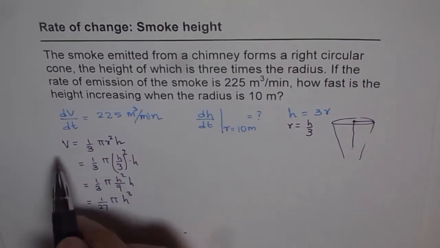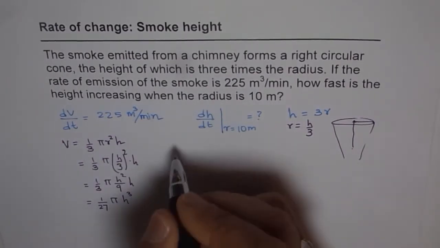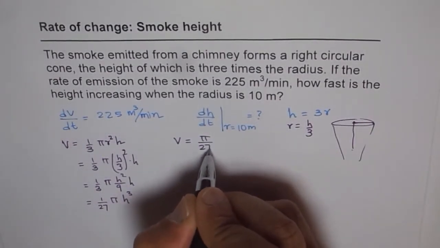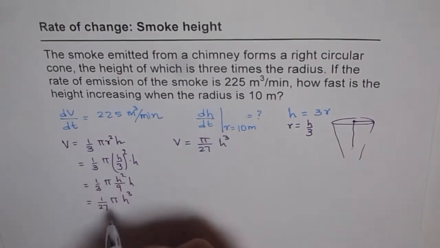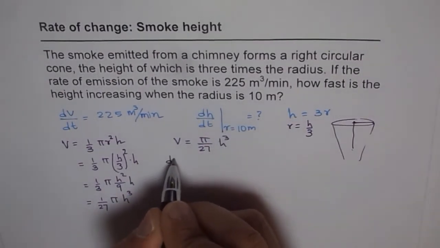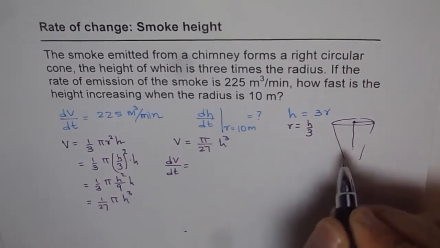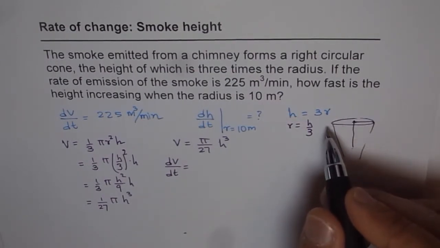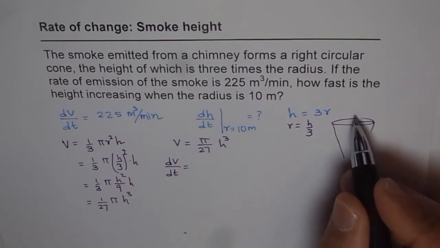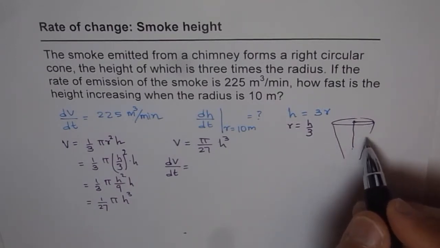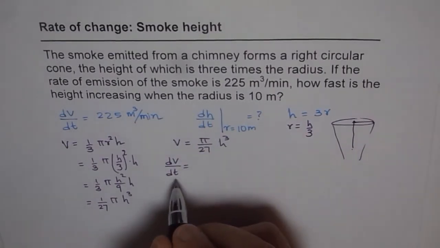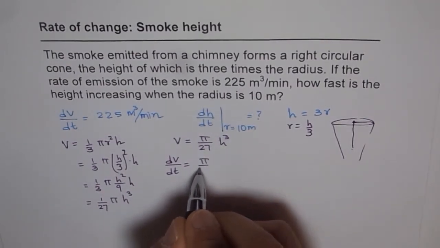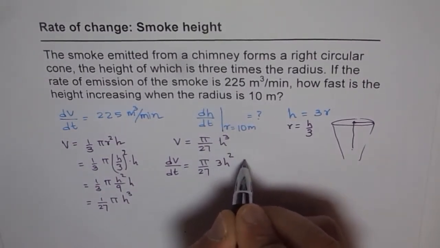Now we can differentiate both sides with respect to time and find dH/dt. So we have volume equals pi over 27 h cube. Is that okay? Now what is dV/dt? With time this cone is increasing in size, therefore the volume is changing, and height is related with volume. Both are related, so both change. So it's a case of related rates. So we can differentiate both with respect to time. So we get dV/dt equals pi over 27 times 3 h square dH/dt.